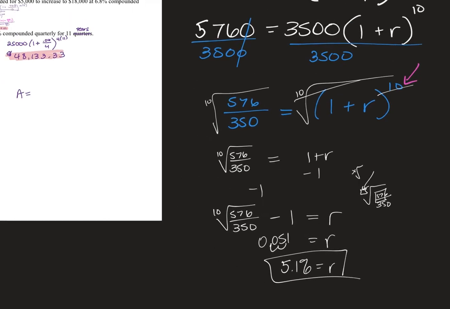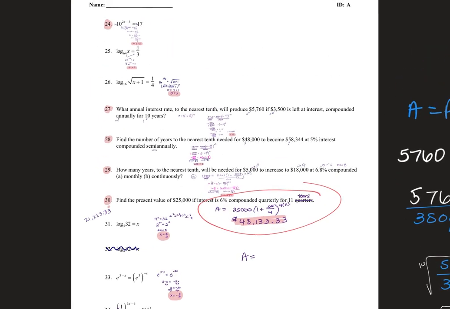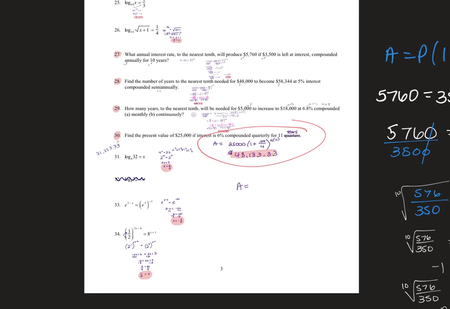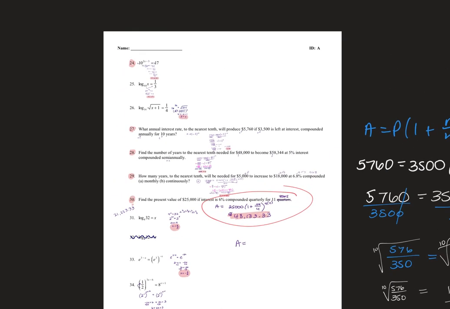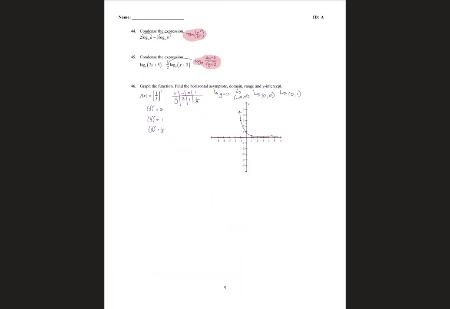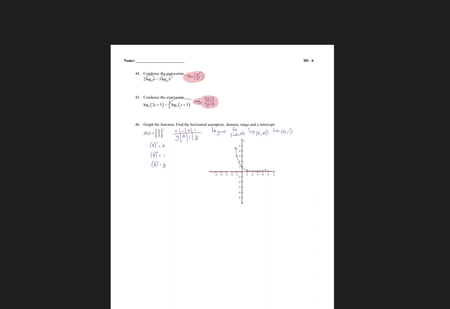Wait, say that again? 17. The highlighted ones, those are all your interest ones. The one at the top doesn't have a log in it. Those two, if they start with a log or an ln, these are all properties. These don't have any. Yeah, that's it. That's on the review.